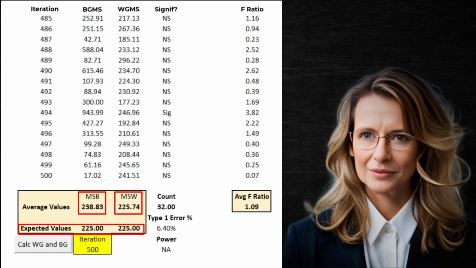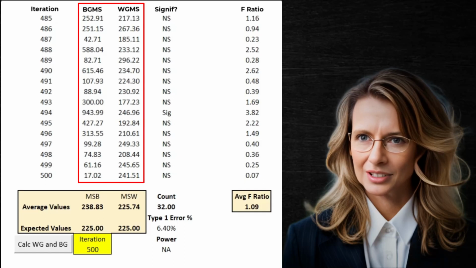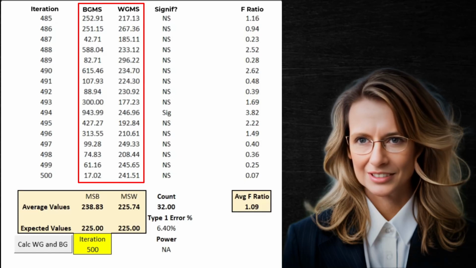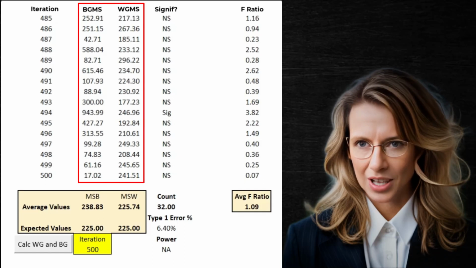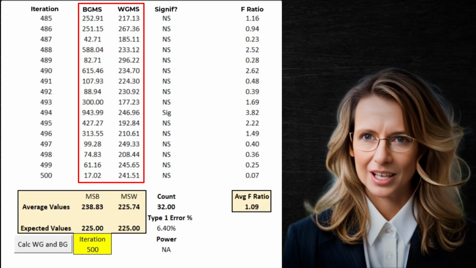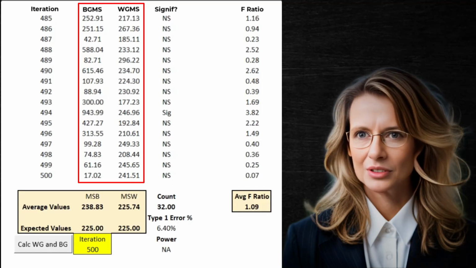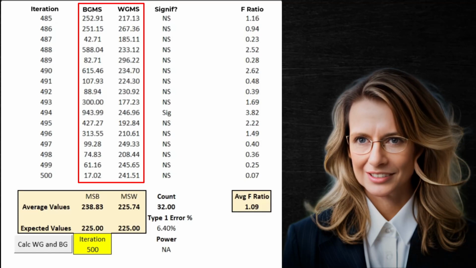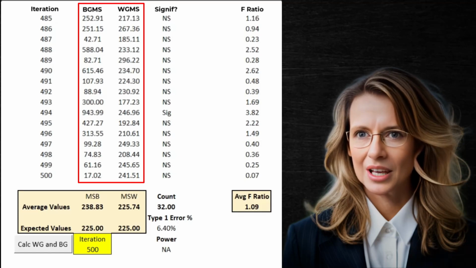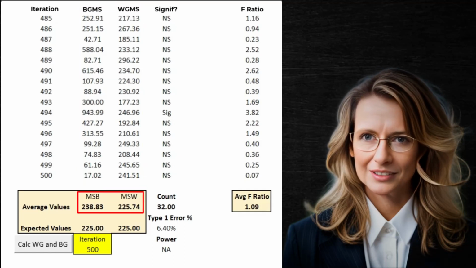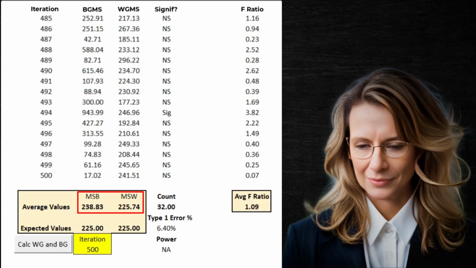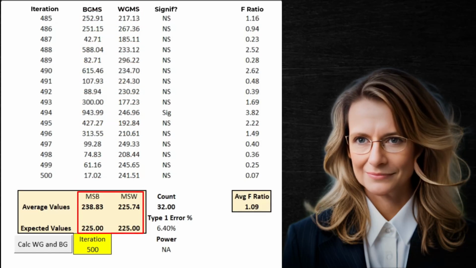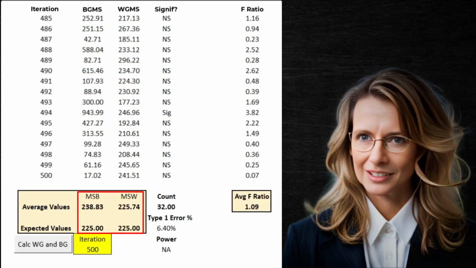As we pointed out, the individual between groups and within groups mean square values obtained from each individual ANOVA can exhibit a wide range of variation due to sampling error. You can clearly see this when you look at the results of the individual ANOVAs. However, when these results are averaged over 500 simulations, the between groups mean square and within groups mean square values have converged close to their expected values.